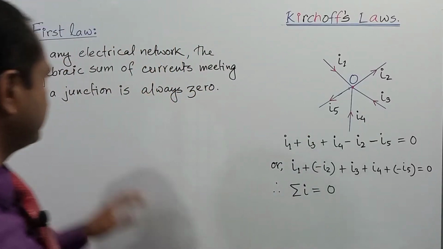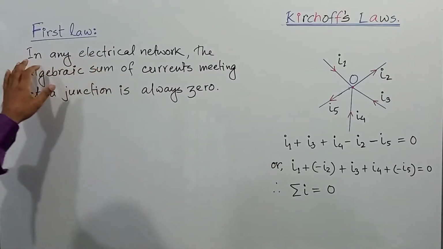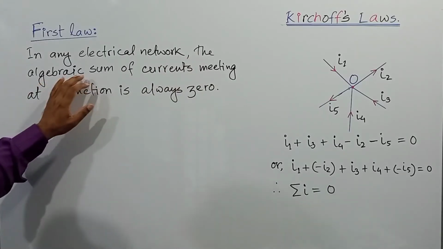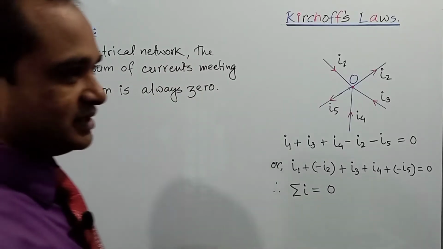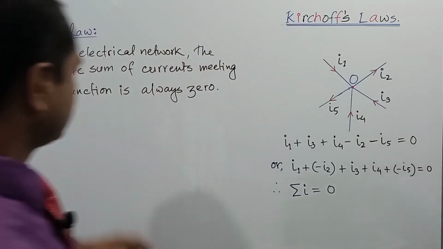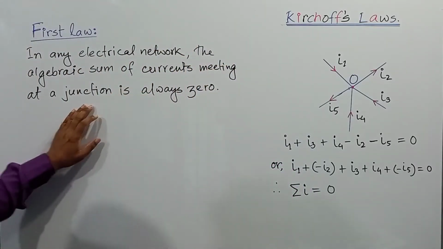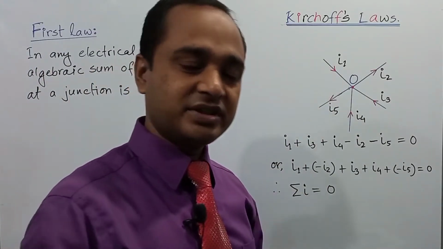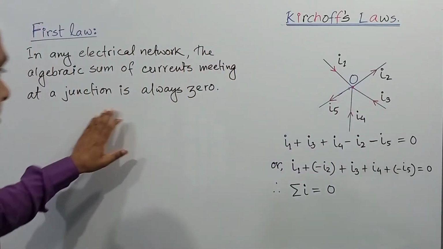So, dear student, according to the statement of Kirchhoff's law, in any electrical circuit or electrical network, the algebraic sum, where algebraic sum means we consider the positive or negative sign in the expression, of currents meeting at a junction, that is O, the junction point, is always 0.